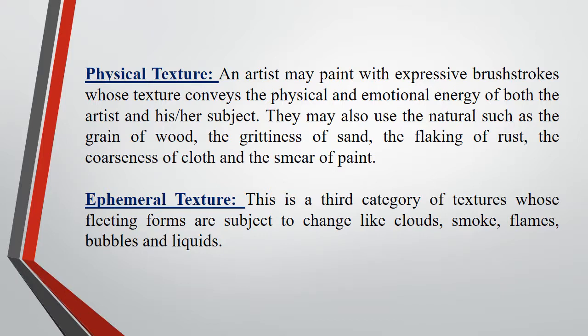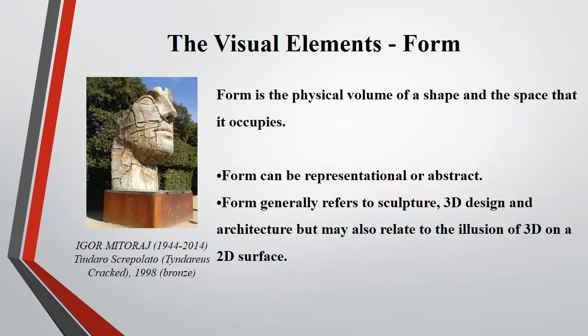Ephemeral texture. This is the third category of textures, whose fleeting forms are subject to change, like clouds, smoke, flames, bubbles, and liquids. The visual elements: form.